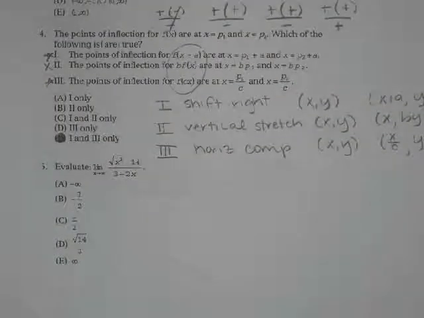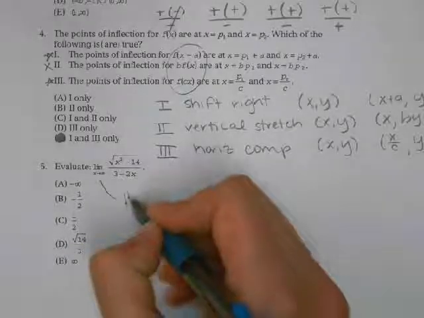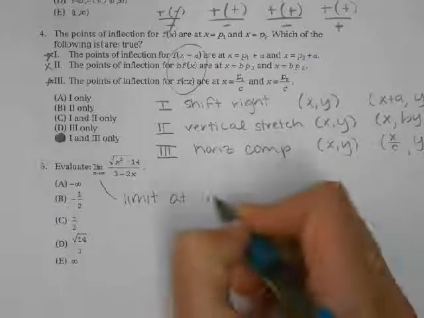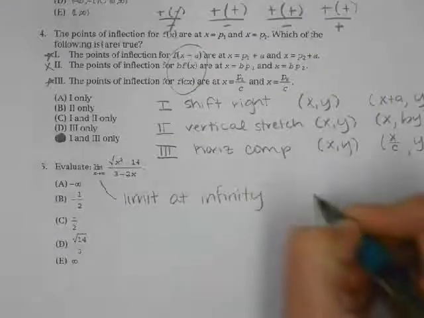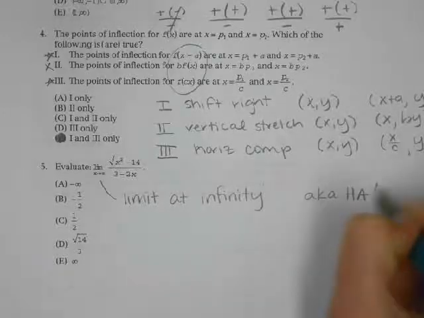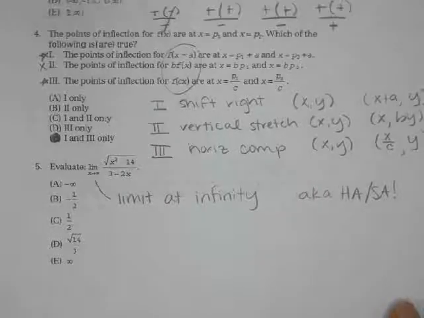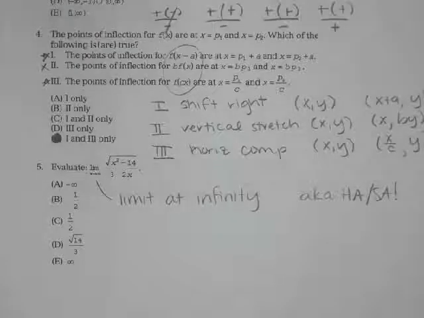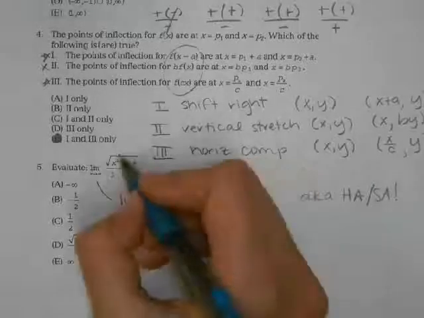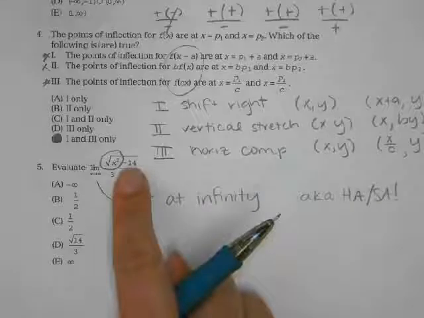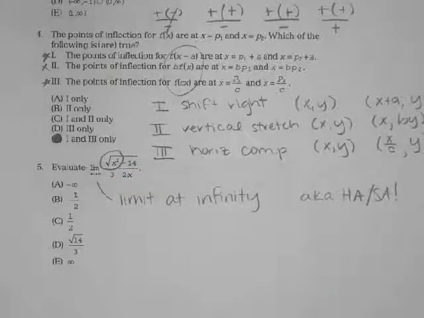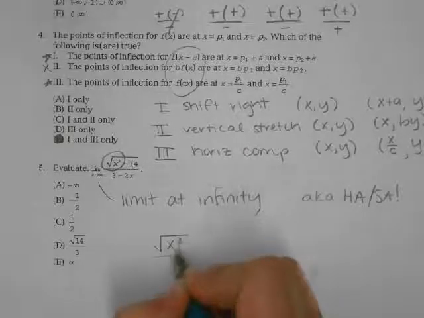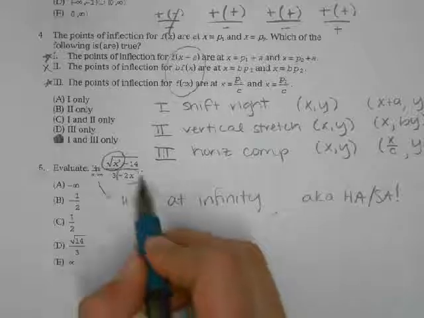All right, here when they say the limit as x goes to infinity, that is the limit at infinity, aka the horizontal asymptote or slant asymptote. So when we look at this, that means that we are looking for the highest exponent of x on the top and the bottom. So the highest exponent of x I can see on the top, the 14, when you plug in infinity, the 14 is not going to affect your problem at all. So at the top, I'm looking at square root of x squared. For the bottom, the 3 is not going to affect me, but the negative 2x will.